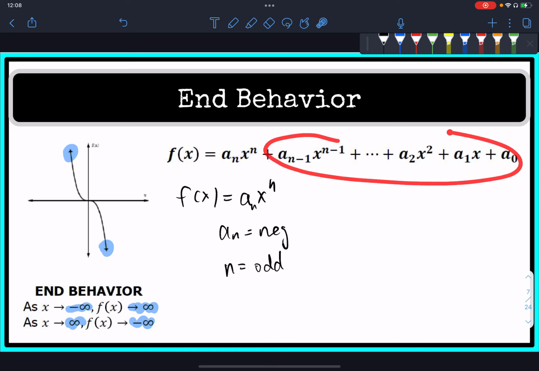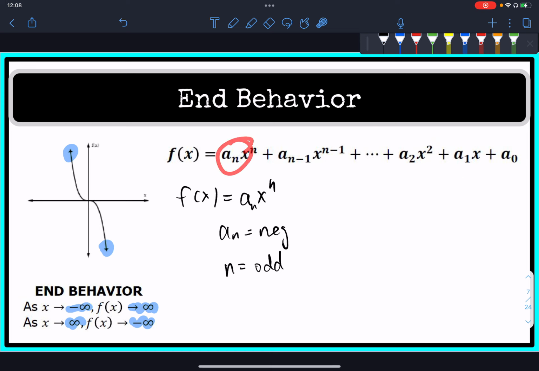All this extra stuff that we add to the power function just simply transforms it, so it makes it curve up and down several times. But again, the overall behavior at the end is still going to be the same as the power function with the same characteristics.